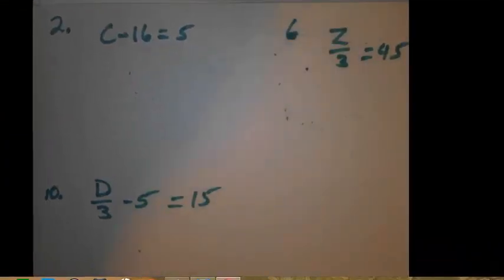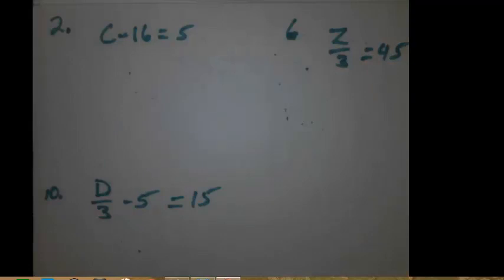These problems go with Chapter 5, Section 1, where we're trying to solve variables. Problem number 2 is c minus 16 is equal to 5. The examples in the book are very good. They're well done. They teach it the same way I'm going to show you here. They teach it vertically.